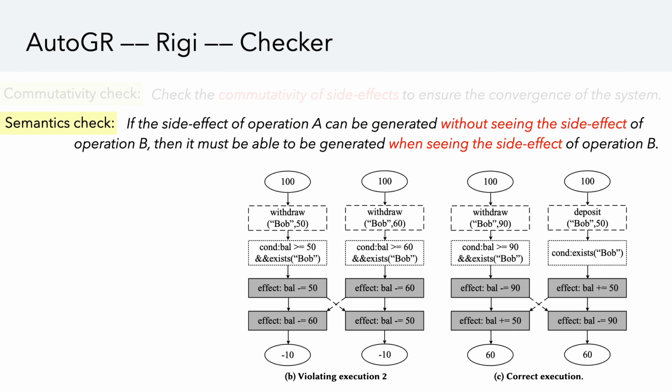The second check concerns any two operations A and B. If the side effect of operation A can be generated without seeing the side effect of operation B, then it must be able to be generated when seeing the side effects of operation B. For example, in the figure, imagine we run two withdrawals simultaneously against an initial state, where they want to withdraw 50 and 60 from the shared account respectively. If the first withdrawal sees the side effect of the other one, then the side effect of it will never be generated. Thus, Rigi automatically adds a restriction over the two operations.